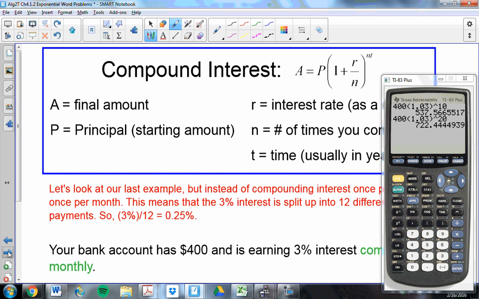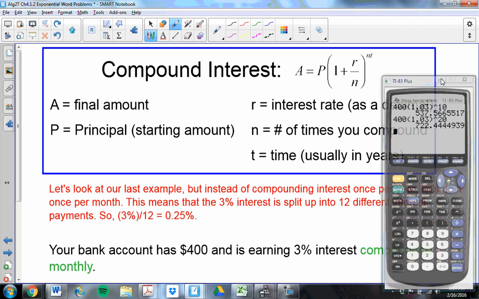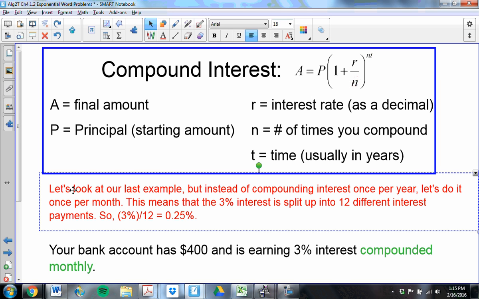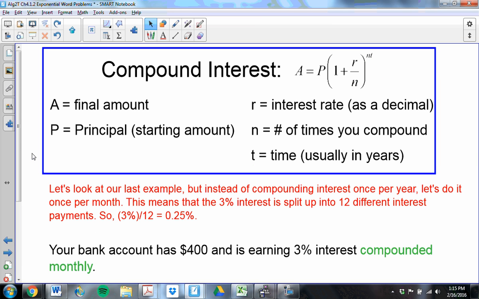One more example. I haven't actually given you a compound interest formula. It seems like it's really convoluted, but it's actually the same thing that we just did. Only now there's these two sneaky little n's in here. So here's how this usually works. Let's look at our last example where we had $400 and they were getting interest. But instead of compounding the interest, instead of calculating the interest once per year, we're going to do it once a month. Meaning we take that 3% interest that we had and we split it up into 12 different parts.